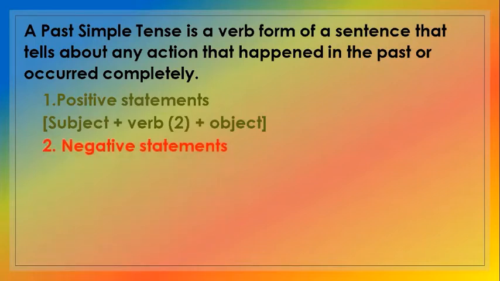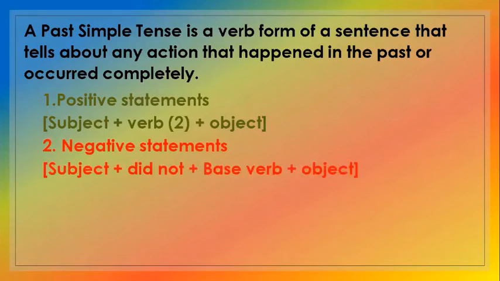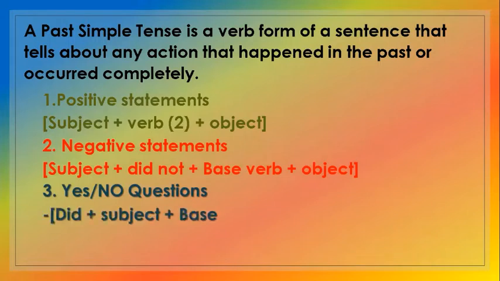Let's see the negative sentences. In negative sentences, we have to use didn't or did not, with the base verb. Now let's see the yes-no questions. Yes-no questions have to start with did, then the subject, then the base verb, then we complete the sentence. And at the end of the question, of course, we have to put a question mark.